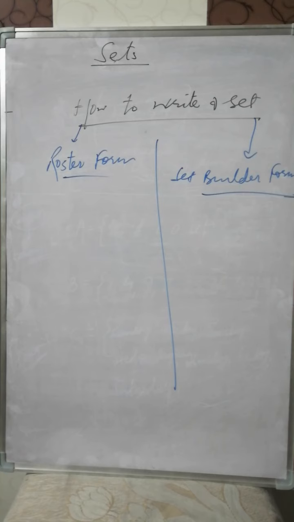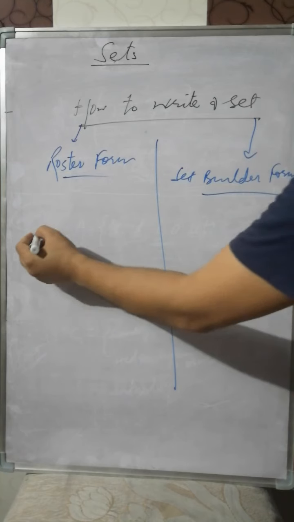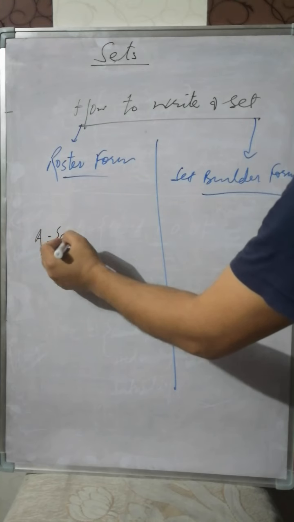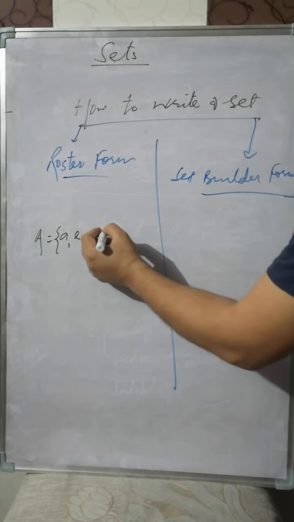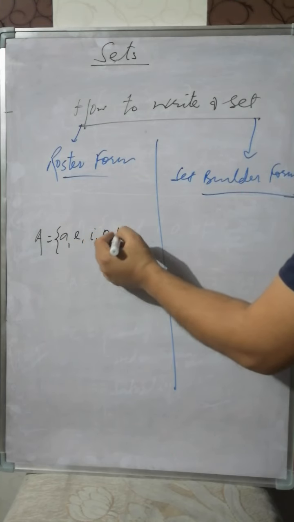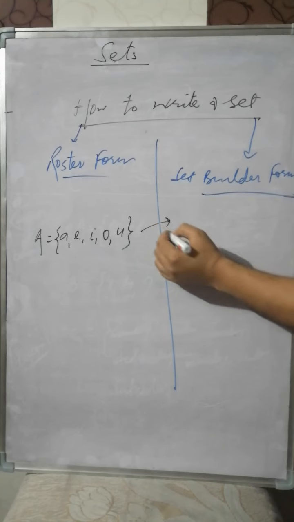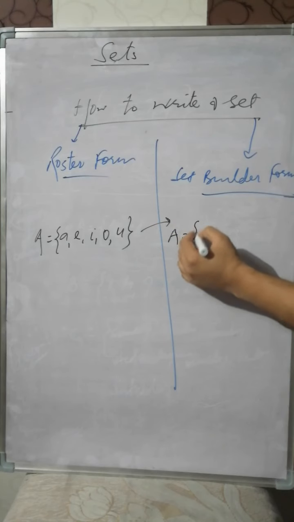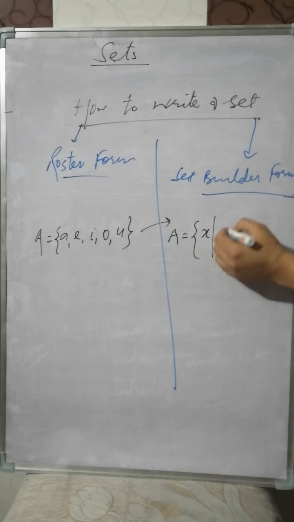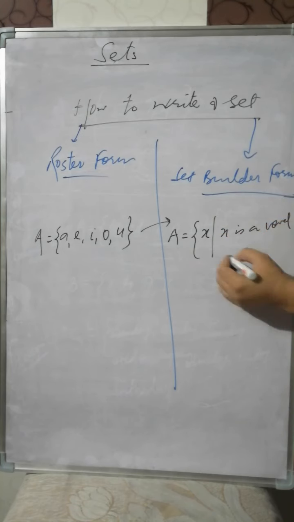The roster form is like, if I talk about the first example that I wrote, A, E, I, O, U. So this is the roster form of the set. If I have to write it in set builder form, I'll write it as A is equal to some arbitrary element X such that X is a vowel in the English alphabet.